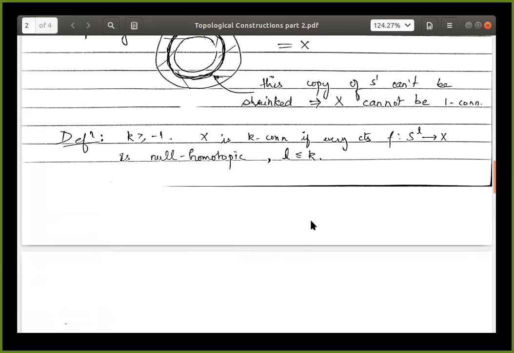A formal mathematical definition tells us that for k greater than or equal to -1, we will see why we are going all the way till -1, that's for some notational purpose, a space is k-connected if every continuous map f from S^l to X is null homotopic, where l is anything starting from -1 up till k. So having k-connected means that all the continuous maps from S^-1 to X, S^0 to X, S^1 to X, so on up till S^k to X, are null homotopic, which means they are homotopic to a constant map.